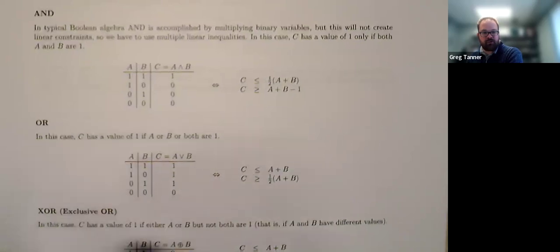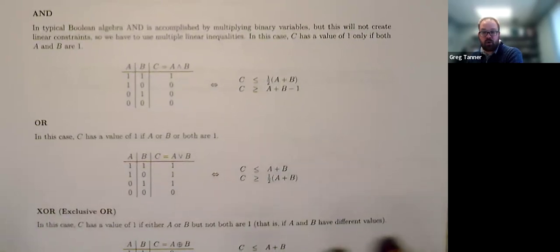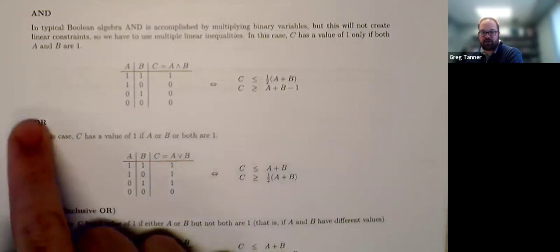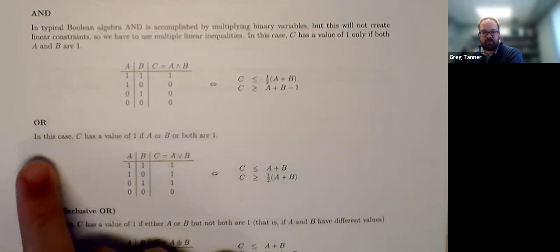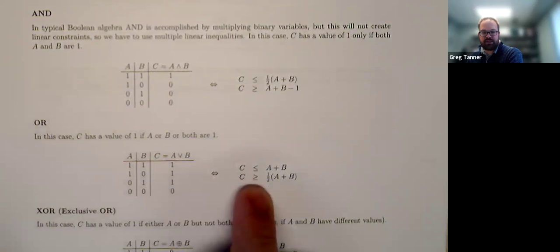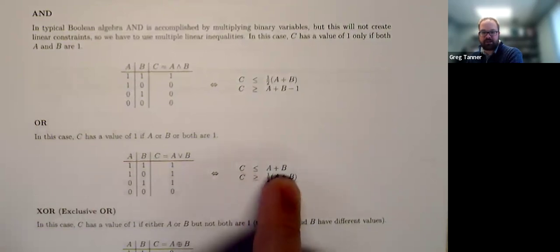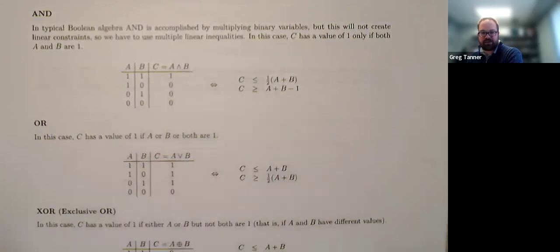Or is true whenever either A or B or both are true. So this is what we'd call an inclusive or. And you can accomplish this with two inequalities that C is less than or equal to A plus B, and it's greater than or equal to 1/2 A plus B. And so that will accomplish this here.